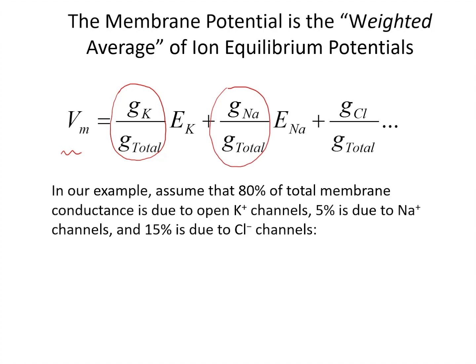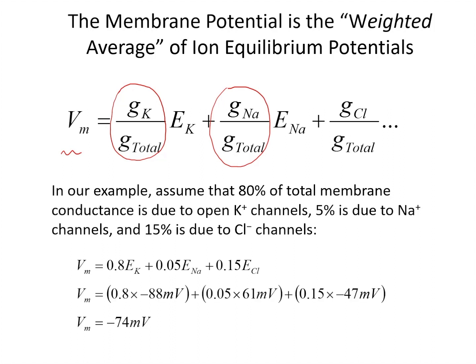So if we take the example of the last cell there, and assume that 80% of the total membrane conductance was because there are potassium channels open at rest, but there were other channels open in that cell. There are a few, 5% of them are sodium channels, 15% of them are chloride channels. With those numbers, we could apply this little equation here, and the result would be minus 74 millivolts, the measured membrane potential in that cell.